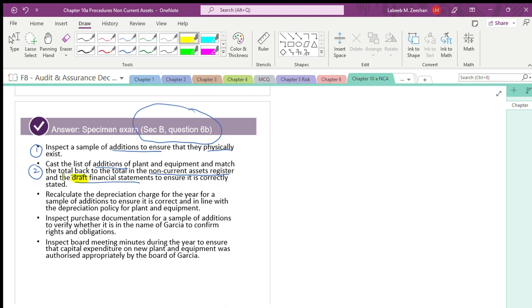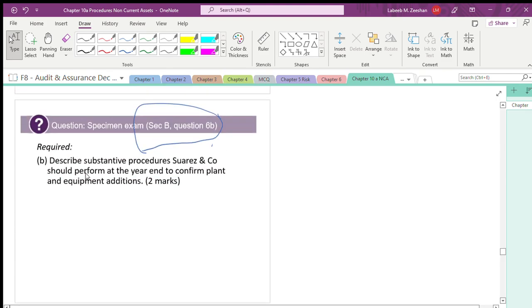This word will come again and again. You have to write this. I'm expecting that you will ask me this question. Draft financial statements means it is in the preliminary stage only. Recalculate the depreciation for the year for a sample of additions. Because here they have mentioned very clearly that you have to mention only with respect to additions.